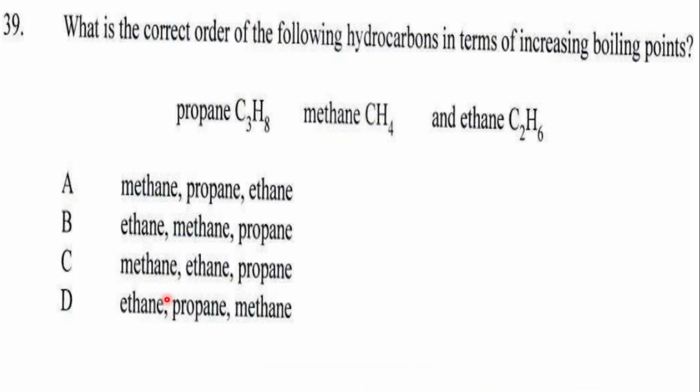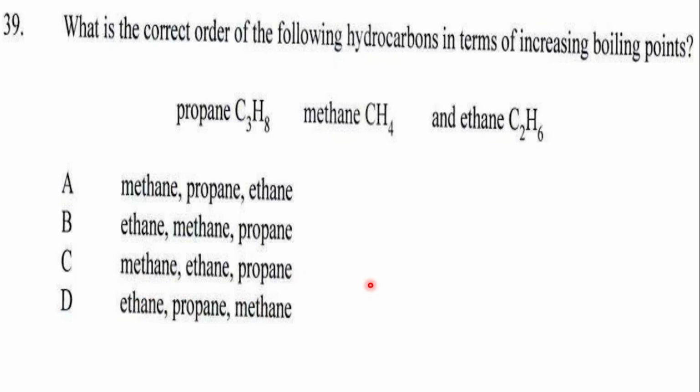All right, let's move on to question number 39. And it says, what is the correct order of the following hydrocarbons in terms of increasing boiling points? In terms of increasing boiling points, is it propane, C3H8, methane, CH4, and ethane, C2H6? So what is the correct order in terms of increasing boiling points? Methane, propane, ethane; ethane, methane, propane; methane, ethane, propane; or ethane, propane, methane?